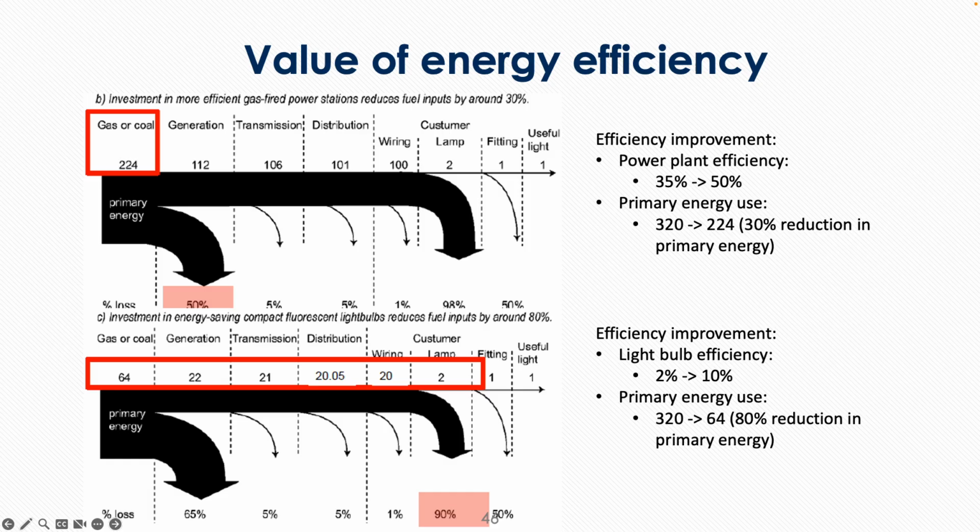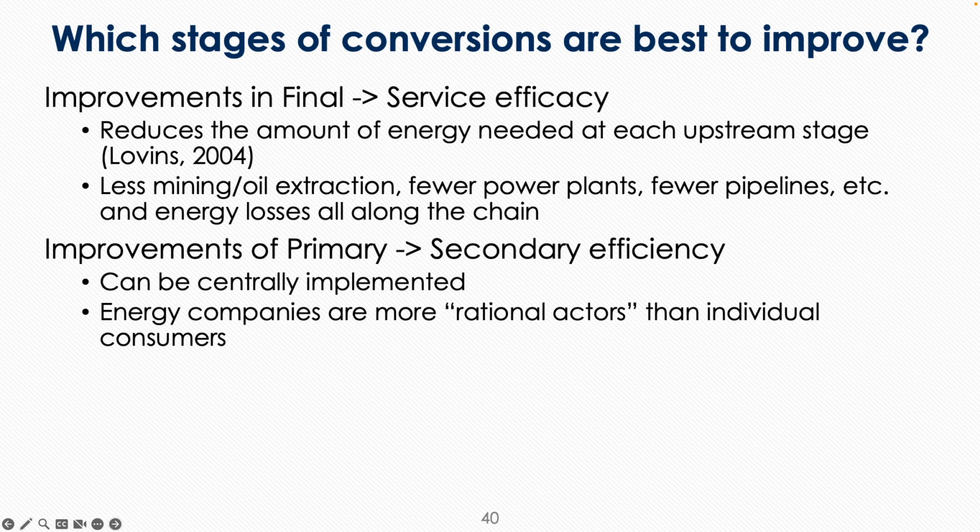But going back to my original question, is it better to improve the light bulb or the power plant? Well, maybe according to this, you might say the light bulb. But it's not always so clear cut. There are pros and cons to both. So the final to service reduces the amount of energy needed at each upstream stage, as we just demonstrated. And so to get that 1 unit of light energy that I need, I get less mining and oil extraction, fewer power plants, fewer pipelines, and lower energy losses across that entire chain.